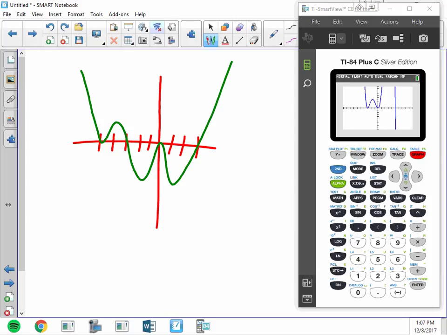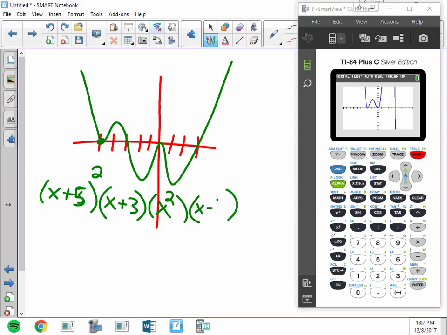What's the equation? It's even, because how do I know it's even? We have up, up. All right? So this one right here would be x plus 5 to the second times x plus 3 times x squared times x minus 3. Does that make sense? Okay. And then there might be a number there, but whatever that number is, it's positive. Right?